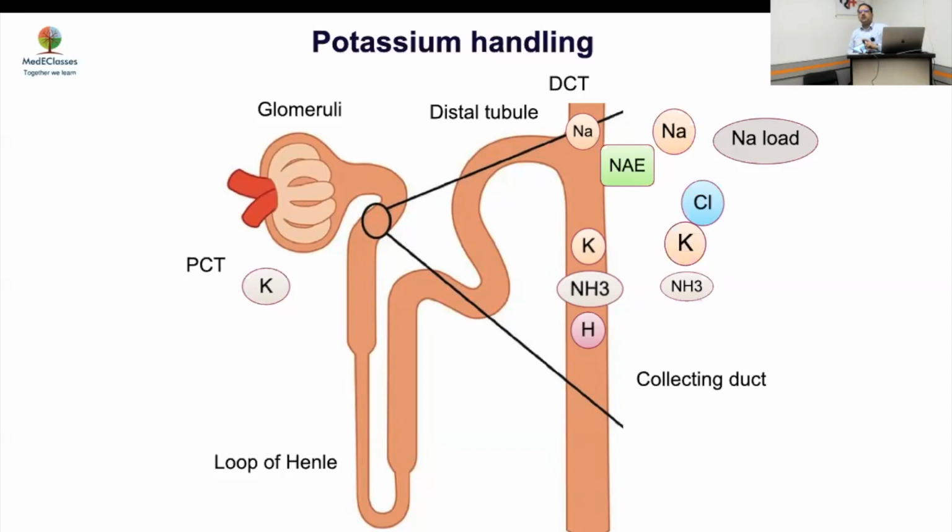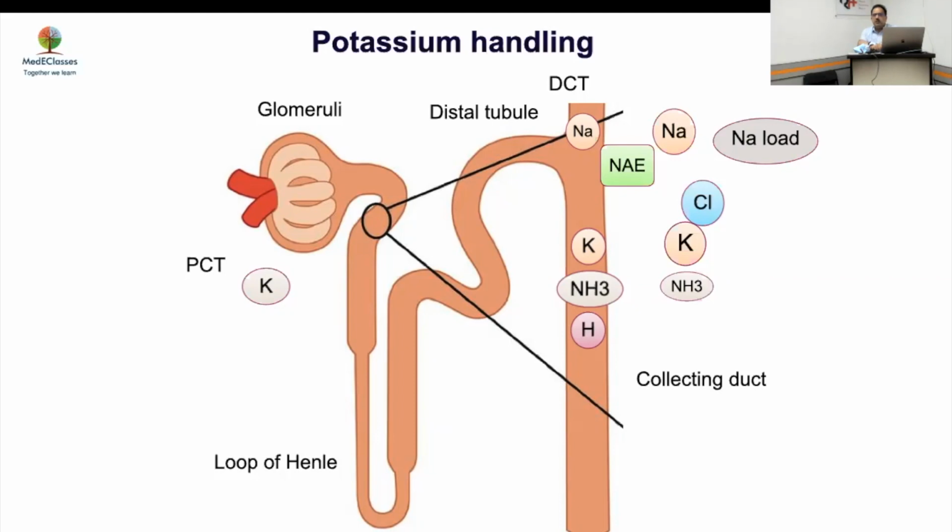This is relevant when you treat proximal RTA. Proximal RTA typically does not cause hypokalemia at diagnosis, but when you give bicarbonate, your sodium delivery to the distal tubule increases, which causes greater loss of potassium, and that's why hypokalemia worsens.